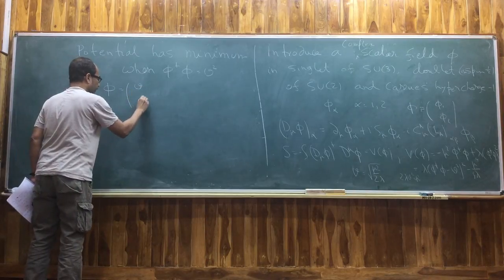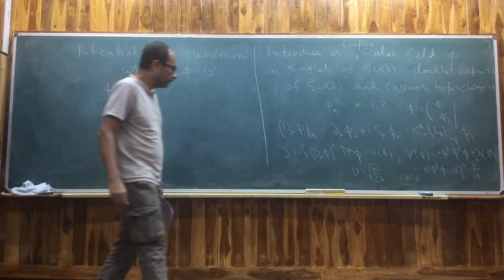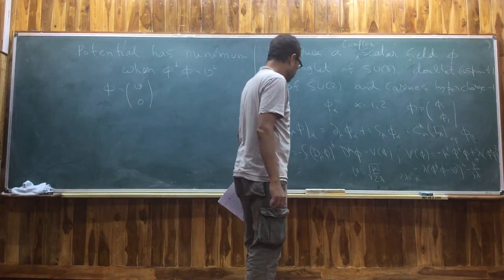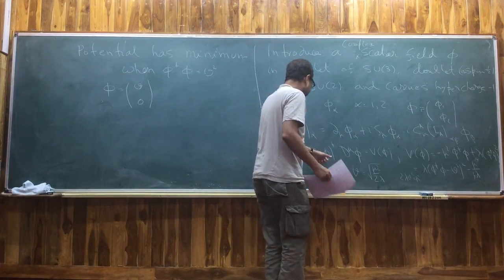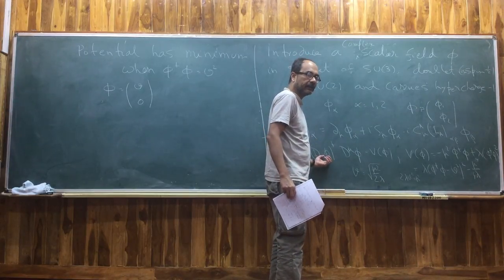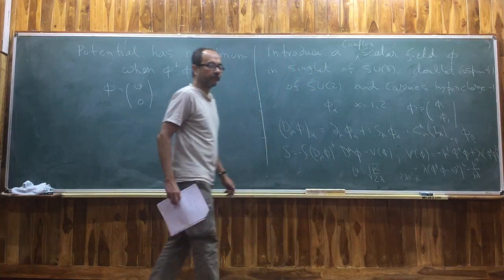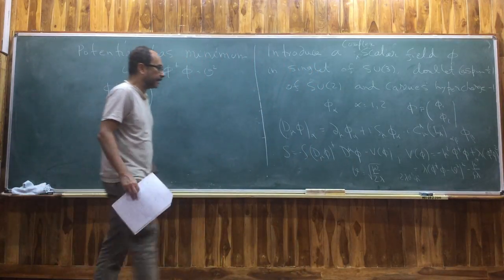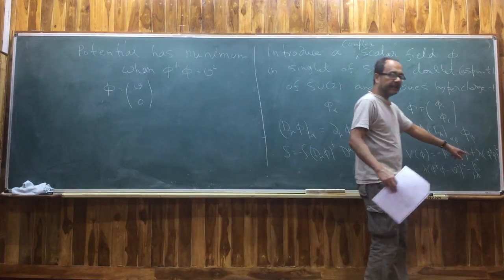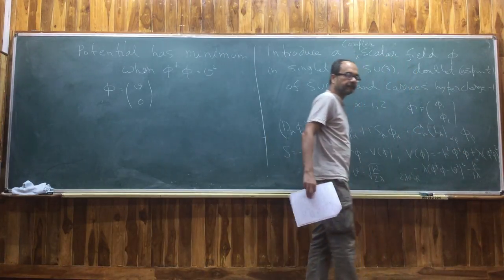Sir, can you say something about the alpha index? Yes, so if you write d mu phi dagger, I'm thinking of this as a two-dimensional vector, so there is an alpha index there. Similarly, in phi dagger phi also the alpha index is there. This is really phi alpha star phi alpha.